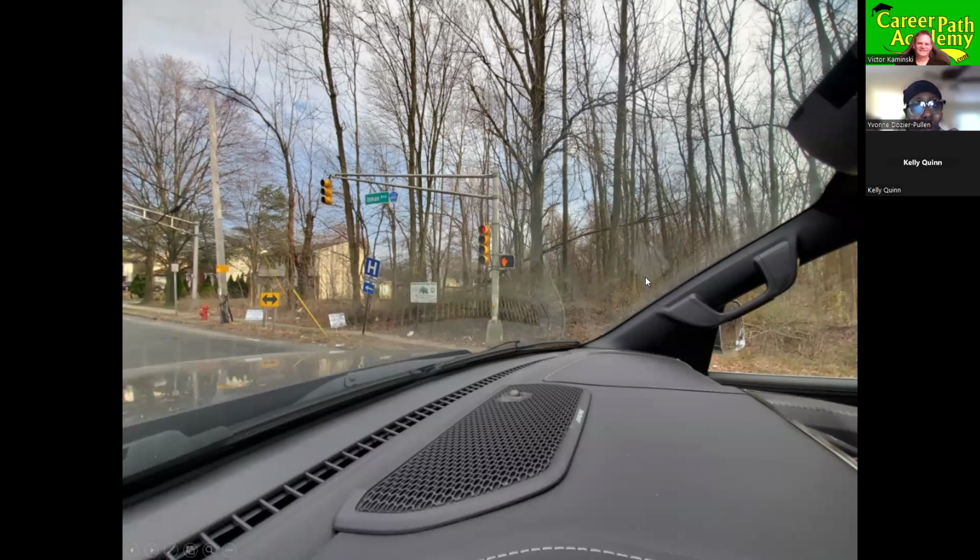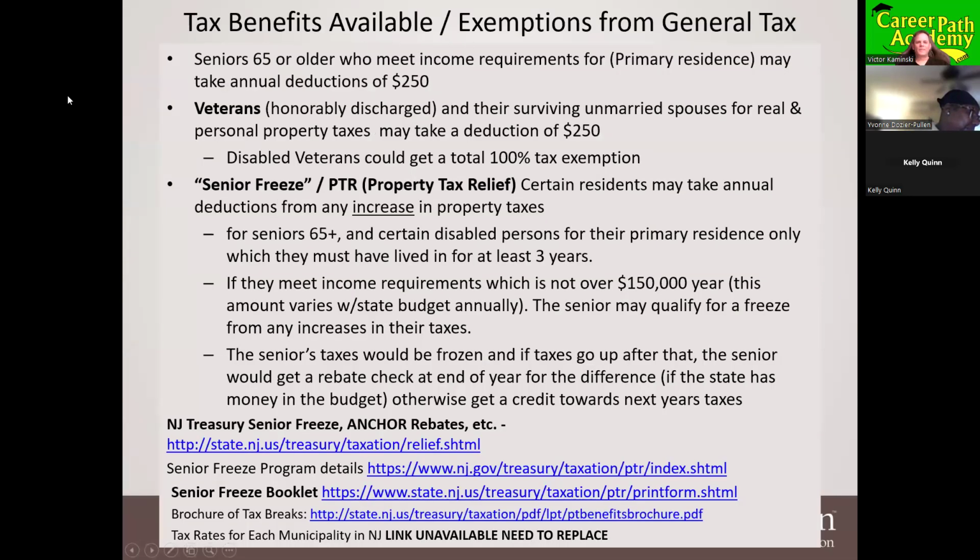All right. So there are tax benefits and exemptions available for certain individuals in New Jersey. Seniors 65 and older who meet income requirements, and it's their primary residence, not an investment property, can take annual deductions of up to $250 on their taxes. Veterans, honorably discharged ones, and their surviving unremarried spouses, for both real and personal property, can also take annual deductions of up to $250. Wow, so generous, New Jersey.